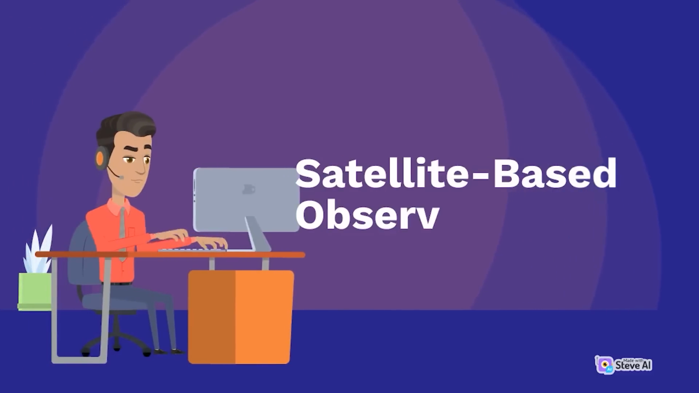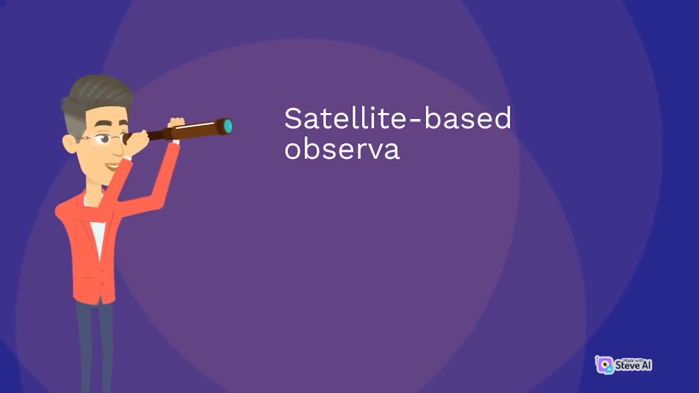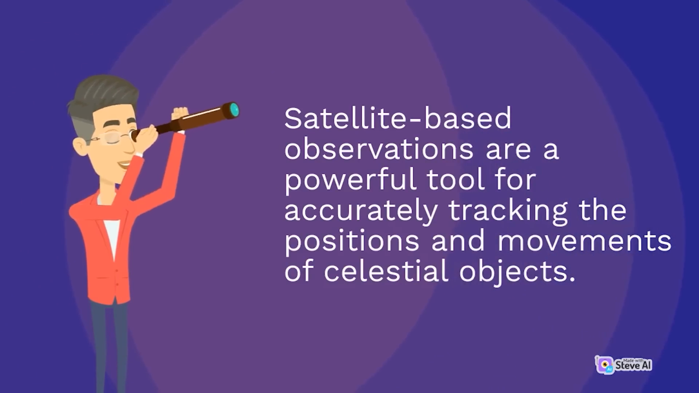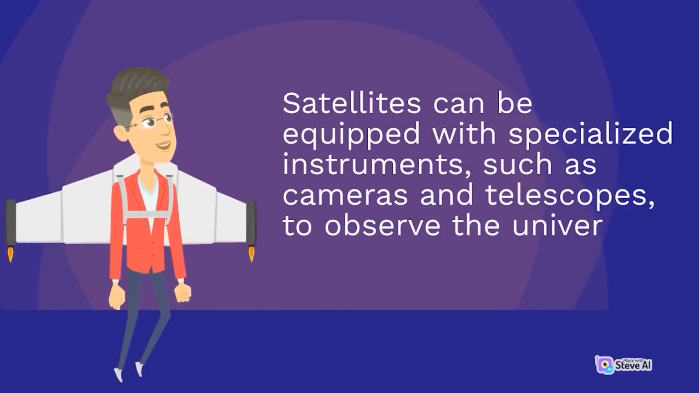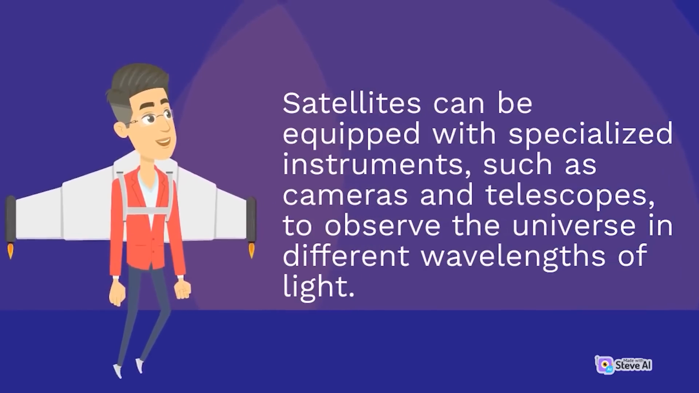Satellite-based observations. Satellite-based observations are a powerful tool for accurately tracking the positions and movements of celestial objects. Satellites can be equipped with specialized instruments, such as cameras and telescopes, to observe the universe in different wavelengths of light.